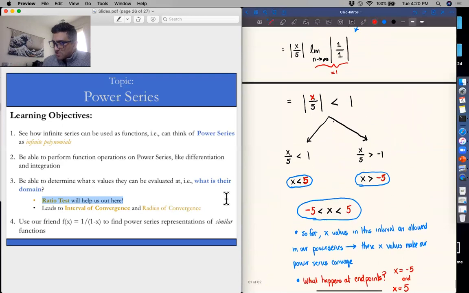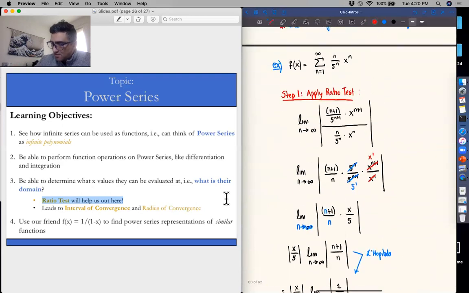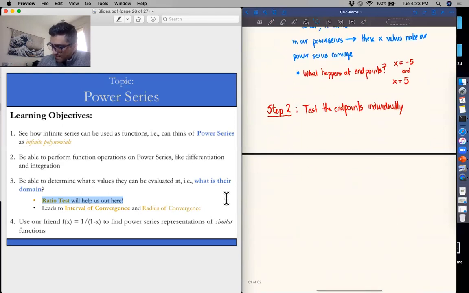So let's just remind ourselves what the original power series was. It was this series from n equals 1 to infinity of n over 5 to the n times x to the n. So just reminding ourselves what we're testing now. We're basically asking ourselves, is x equals -5 and x equals 5 a valid value of x to plug into this function? So let's plug in x equals 5 first. So we're literally just asking ourselves, is f of 5 allowed?